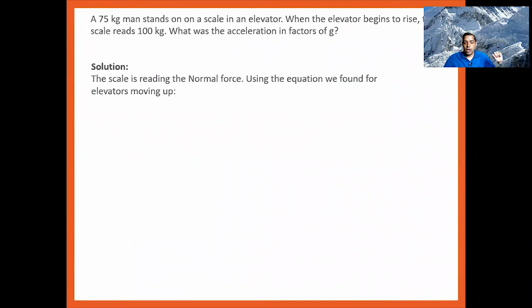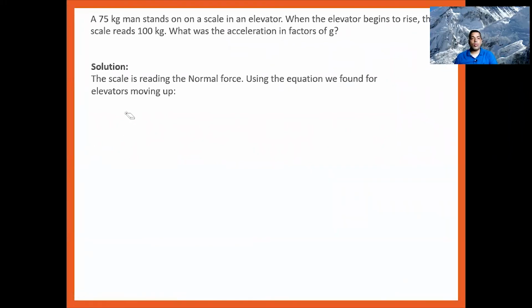All right, so let's do a problem here. A 75 kilogram man stands on a scale in an elevator. So this is a man standing on the scale. When the elevator begins to rise, the scale reads 100 kilograms. What was the acceleration in factors of g? All right, let's do that.